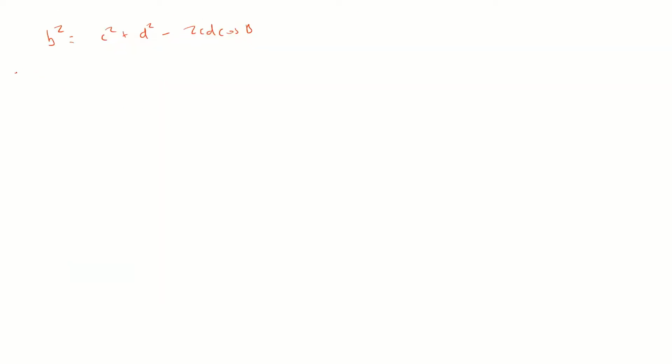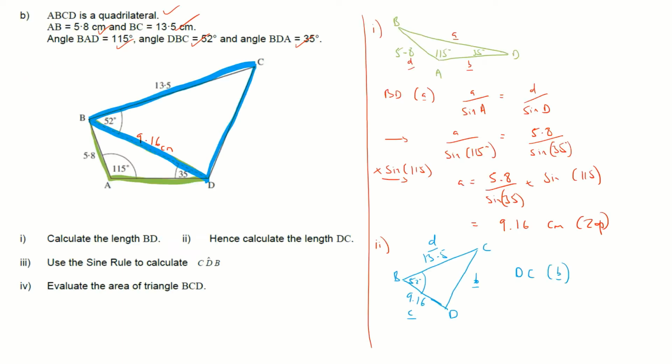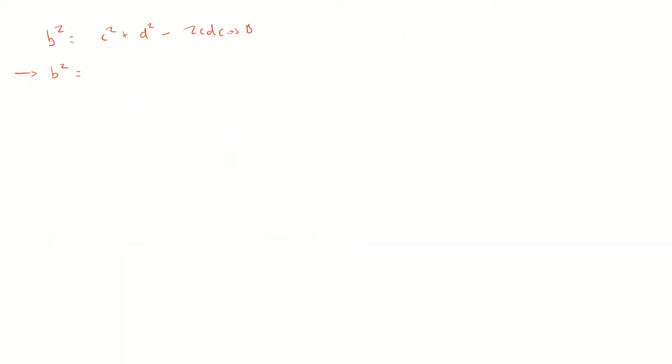So put your numbers in. What have I got then? I've got 9.16 squared plus 13.5 squared, minus 2 times 9.16 times 13.5 times cos of 52.